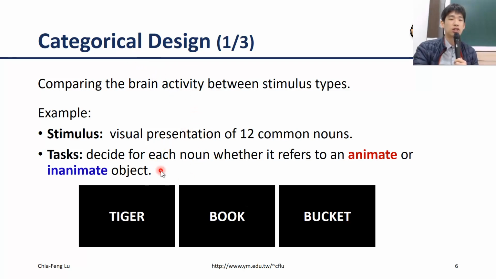In this case, it's two categories. Okay, two categories: the animate or inanimate objects. So now you try to answer a question: when our brain is differentiating the animate from the inanimate object, where is the specific location that our brain will activate to do this kind of differentiation or to do this kind of classification?